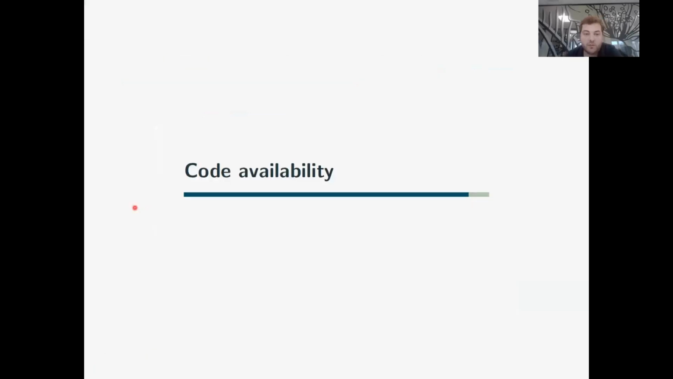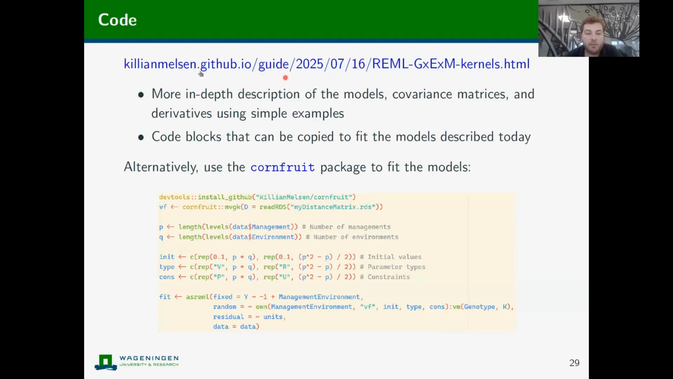So then a word on code availability. I made a blog post that has a more in-depth description of all of the models, the covariance matrices and derivatives for a simple 2 management, 2 environments example. It also has code blocks that you can just copy and paste to use with your own data.